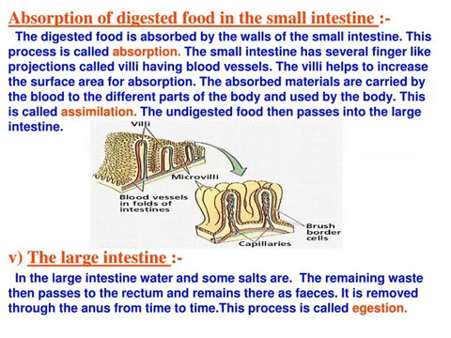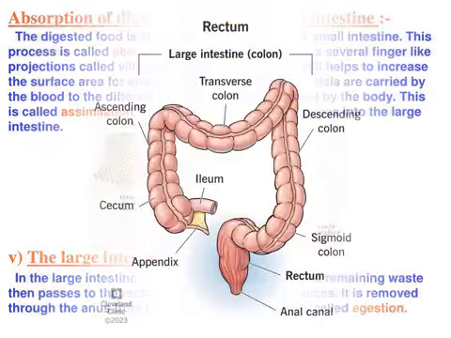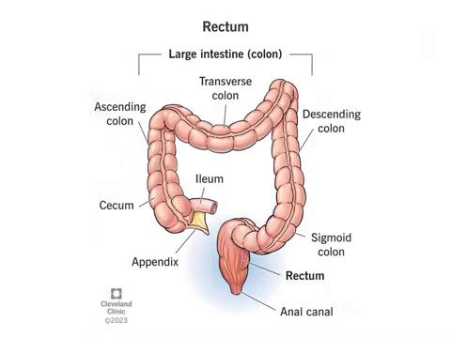The absorbed materials are carried by the blood to the different parts of the body and used by the body. This is called assimilation. The undigested food then passes into the large intestine. The large intestine absorbs remaining water, minerals, and vitamins from the undigested food and pushes it into the rectum. The rectum, the last part of the large intestine, receives the semi-solid undigested food. It keeps the waste food till it is passed out as feces from the body through the anus. This process is called egestion.